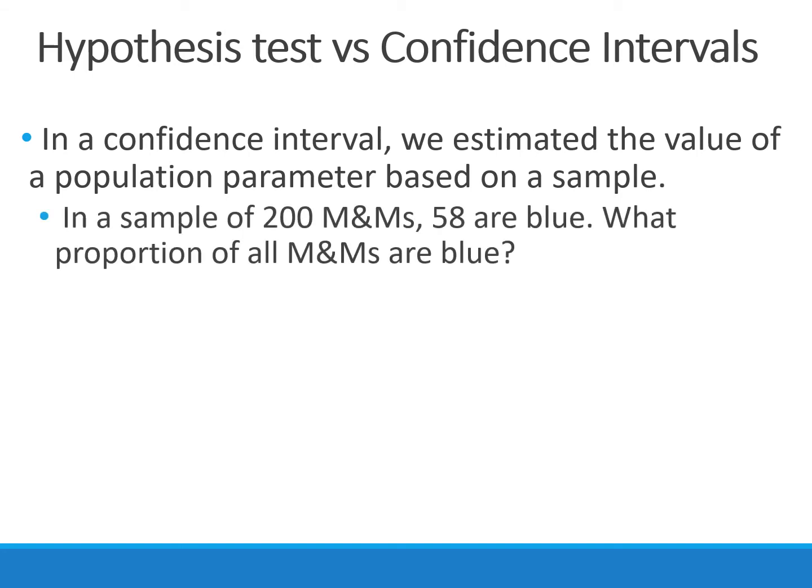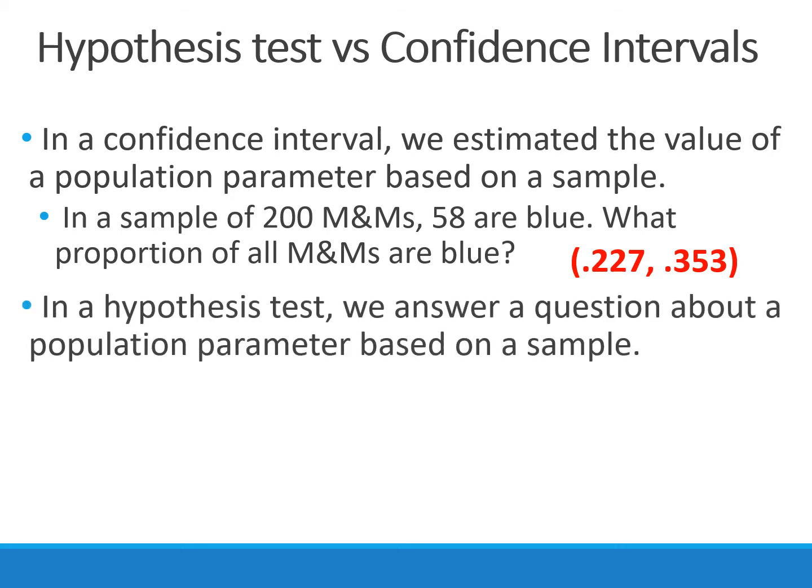For example, in a sample of 200 M&Ms, 58 are blue. What proportion of all M&Ms are blue? Based on the sample, we would come up with a proportion range of 22.7% to 35.3%. That's with 95% confidence.